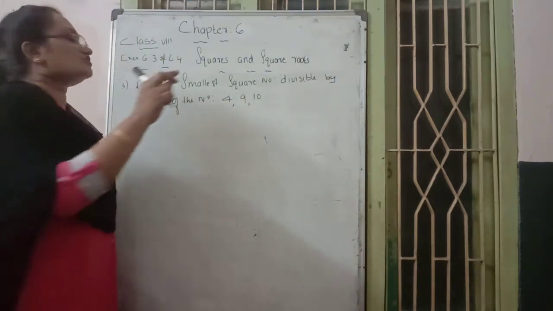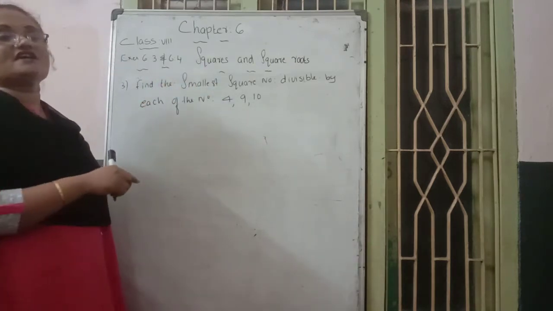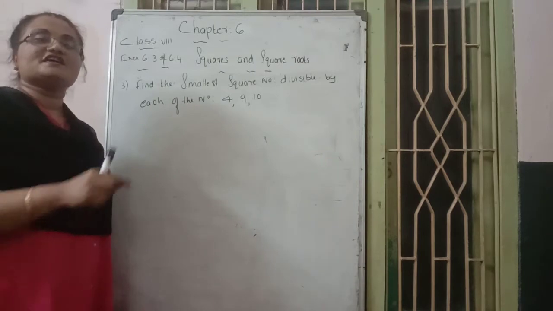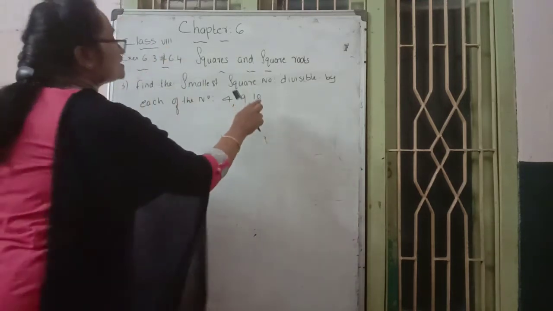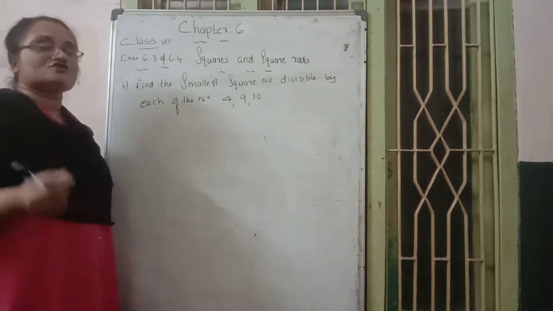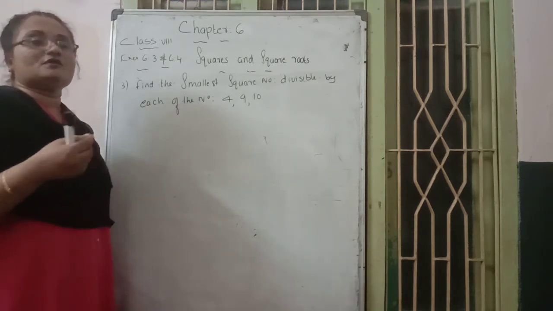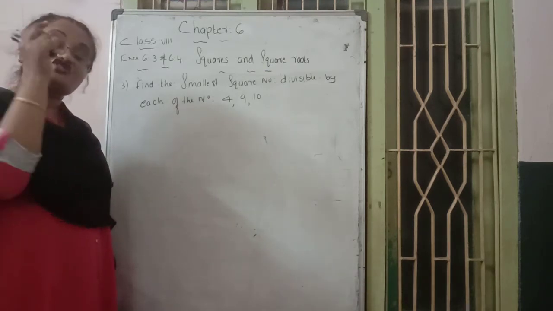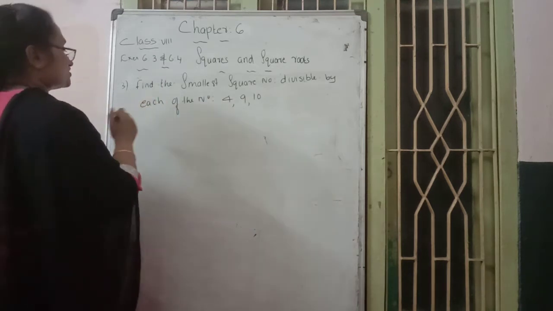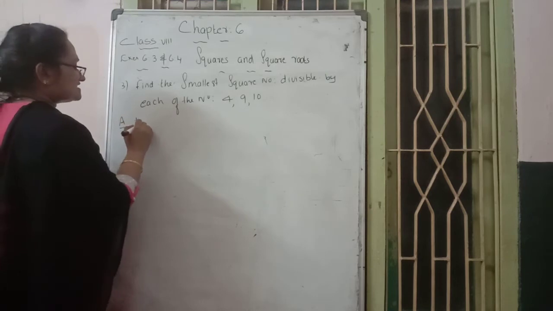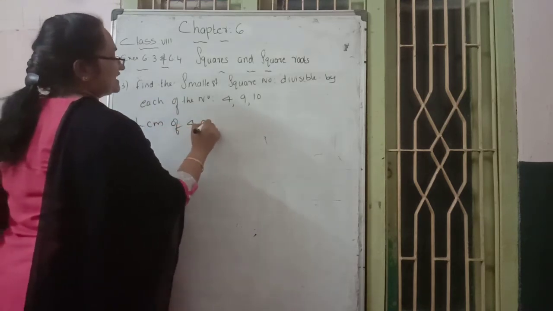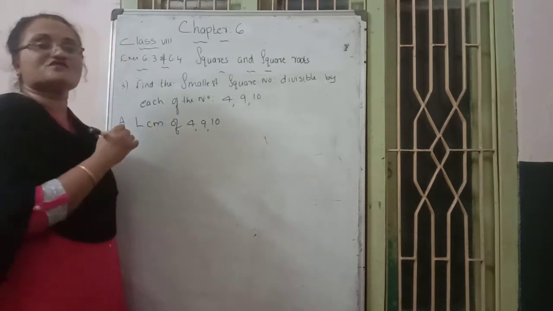That number is possible to divide with 4. In the same way, that number is possible to divide with 9, and also with 10. We have to find that smallest number. So many numbers are there for the cases 4, 9, 10, but which is the smallest square number? That is the question. So what we want to do here is find the LCM of 4, 9 and 10, the LCM of the given three numbers.